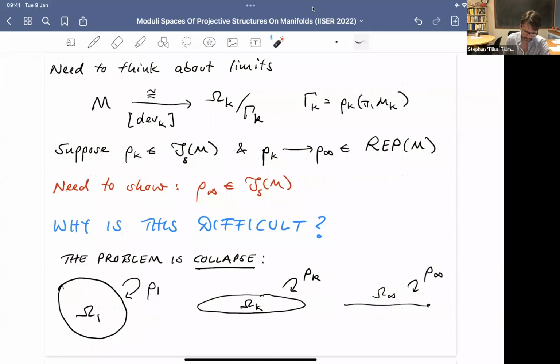You might wonder why this is difficult, since we already have the representation. But the problem is that when you look at these domains, as they change, they might actually collapse in the limit. That's really the issue: all of a sudden you have these n-dimensional domains, but then as you take a limit of these domains, they collapse.